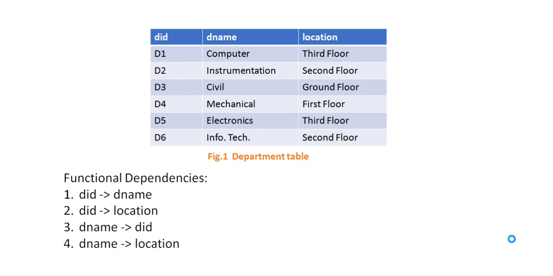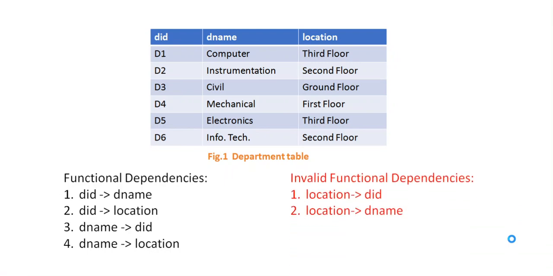So that's why we can say that department name is determining department ID. So this is the concept of functional dependency: when the value of one attribute is determined by the value of another attribute, then we can say that there is a functional dependency between those two attributes.